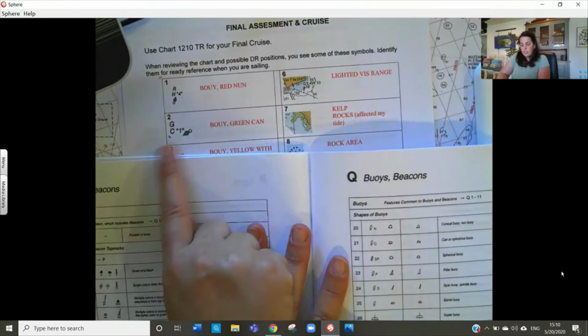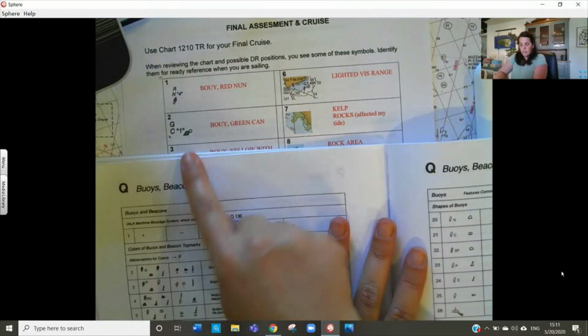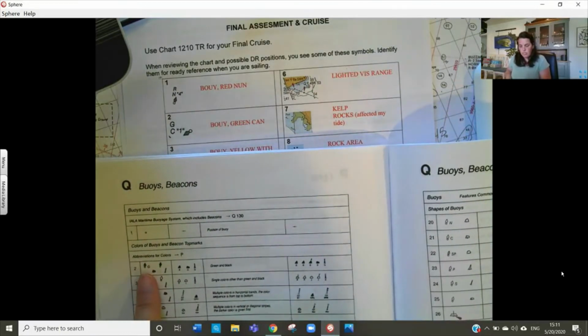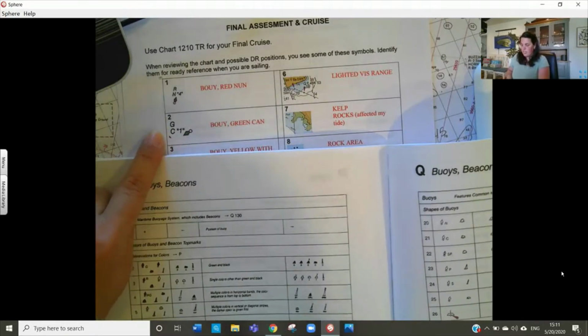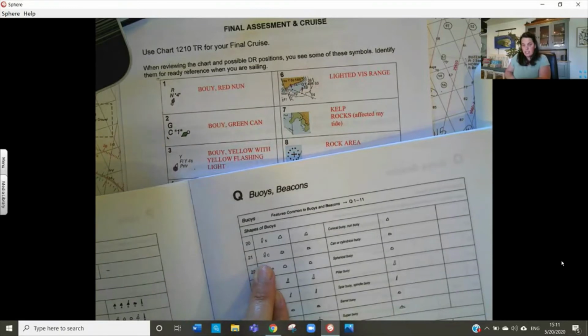Number 2 is a green buoy, and I can see that there with my green buoy symbol. And then the color is green, and the shape of the buoy is C. So I go over to this side again, and I can see C is for a can or cylindrical buoy. So now I know that that is a can buoy and it's green. It has a number 1 on the buoy.